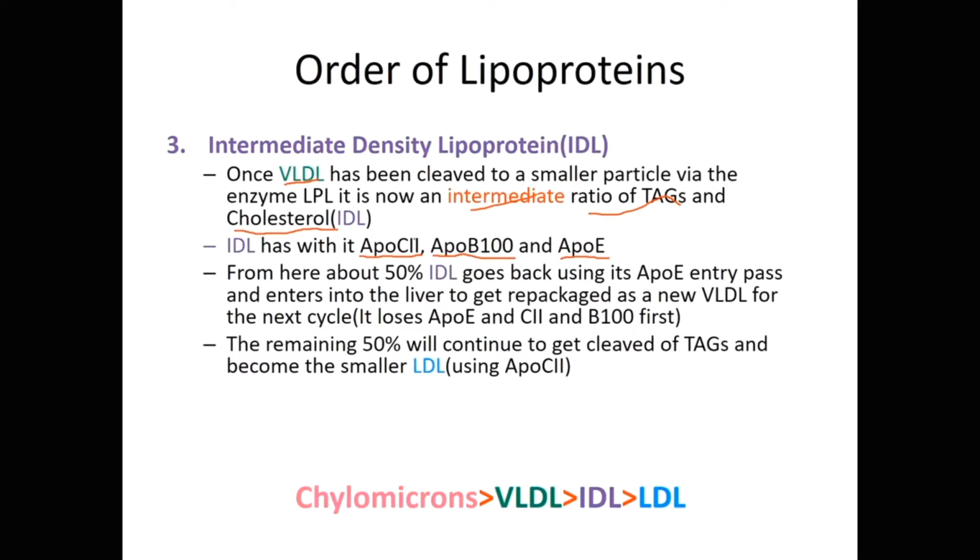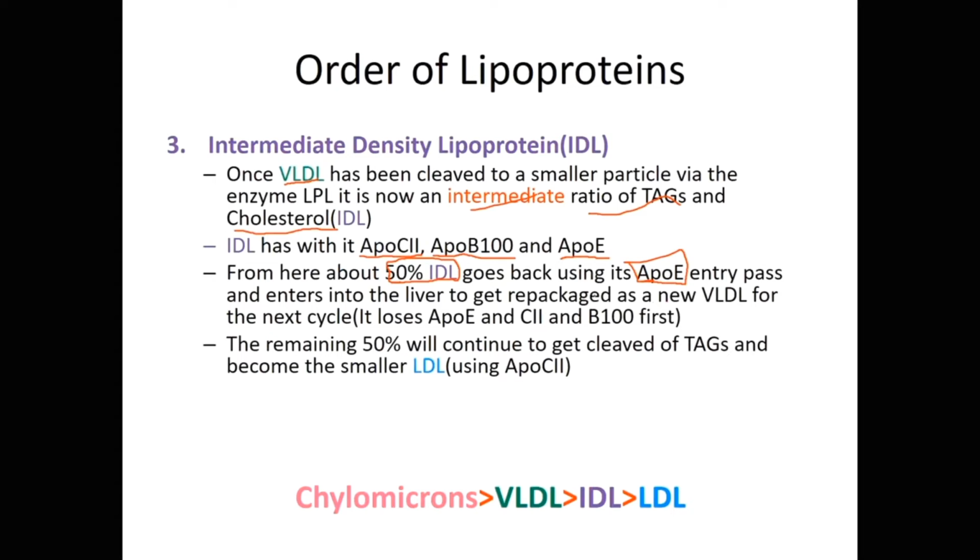And so with these molecules, about half of our IDL that gets made gets uptaken into the liver, and in order for an IDL molecule to get uptaken, you need ApoE. ApoE is the entrance for IDL, and it is the entrance for chylomicrons. So please keep that in mind, okay? We'll be coming back to that when we get to some of the diseases.